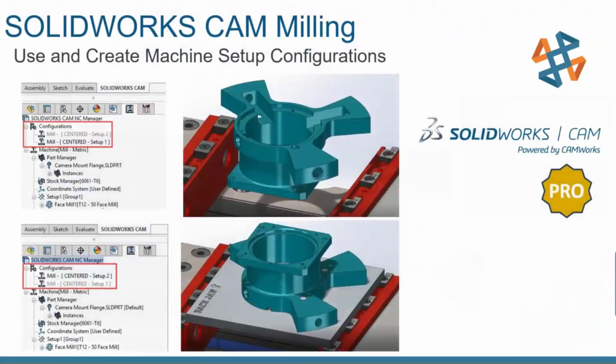SOLIDWORKS CAM milling. Okay, so we're getting into some of this right here. This is involved in, if you see there, SOLIDWORKS CAM Pro. So the biggest thing, remember, SOLIDWORKS CAM Standard allows you to do 2.5 axis milling for parts. So we can do individual parts, and those toolpaths and operations can live with that part.